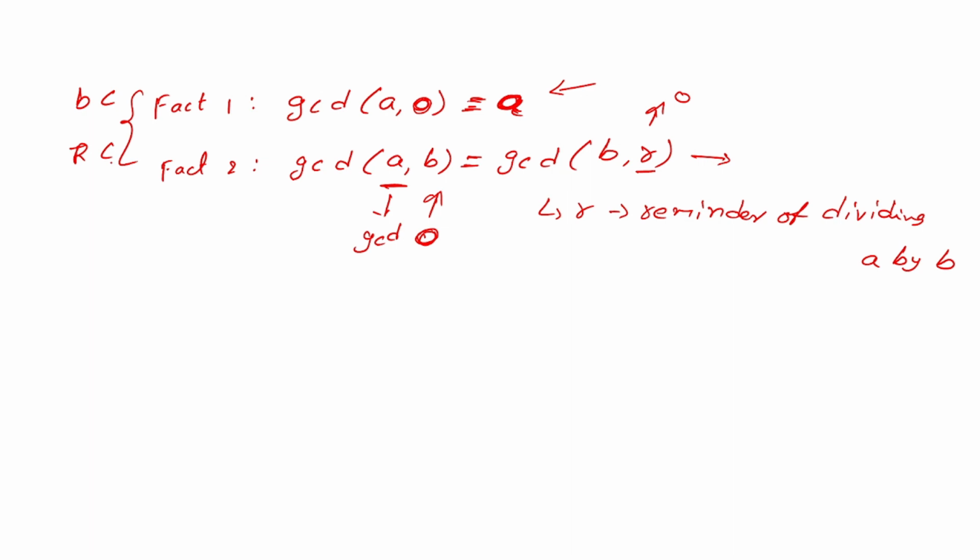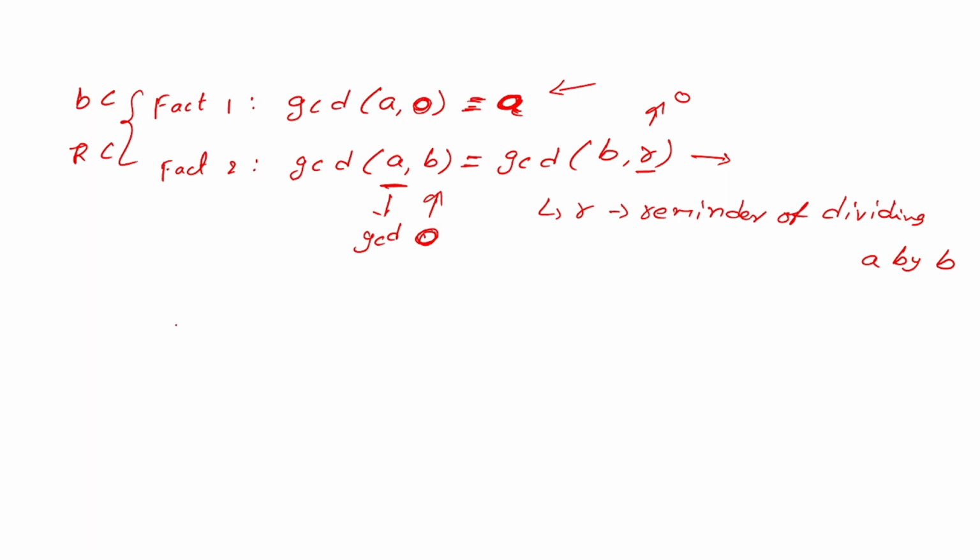So I hope you already know about recursive functions, the base case and the recursive case. You need to continuously follow the recursive case until the occurrence of the first base case. So these are the two facts we need to follow in the Euclidean algorithm.